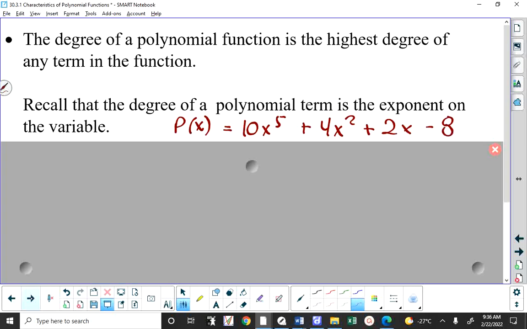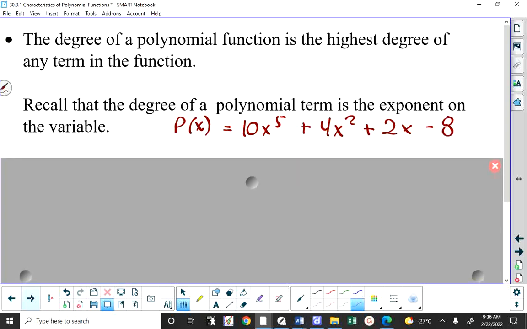The degree of this term is 5. The degree of this term is 2. The degree of this term is 1. And the degree of the final term is 0, because we could write x to the 0. So that's how we identify the degree. Degree is just a weird word that we use in this context to mean exponent.